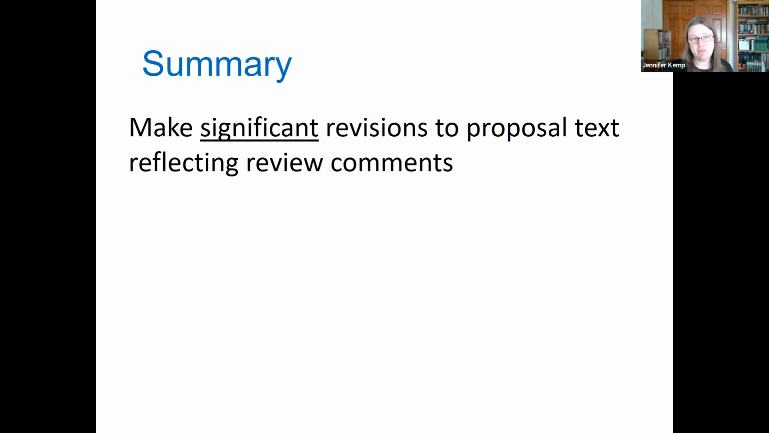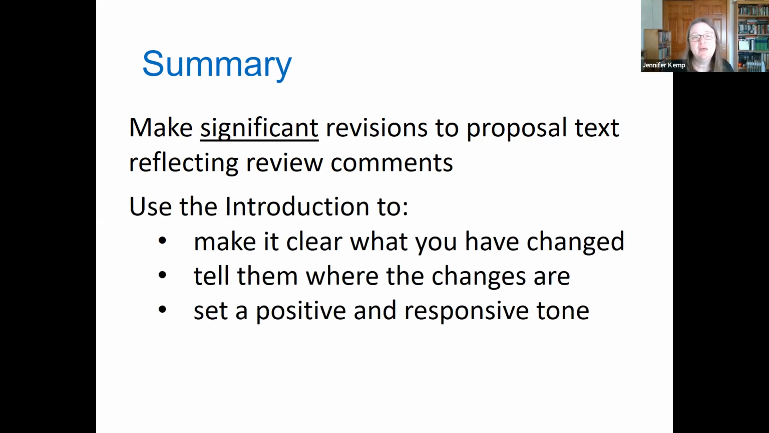So in summary, my best advice to you is to make really significant revisions to the text of the proposal to reflect all the review comments. Be concise, stay really positive, don't be apologetic, but just address the concerns. Use that one-page introduction to make it clear what you've changed, to tell them where the changes are, and to set a really positive and responsive tone. And finally, don't argue with them because it won't get you anywhere.